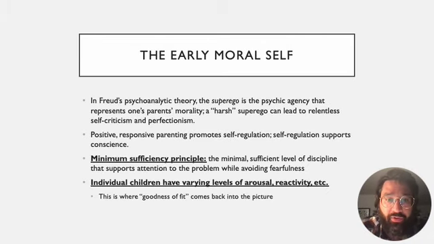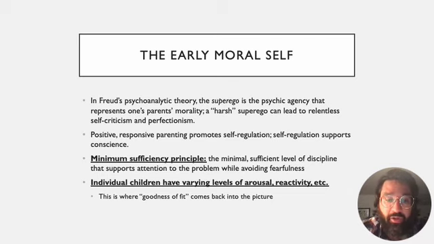Then we're going to end here with the development of the early moral self. You'll recall from Freud's psychoanalytic theory that the superego is the psychic agency that represents one's parents' morality. So a harsh superego can lead to relentless self-criticism and perfectionism, maybe more people-pleasing behaviors again. Positive, responsive parenting promotes self-regulation. Self-regulation supports conscience, this idea of acting in a way that's in alignment with my personal values and morals.